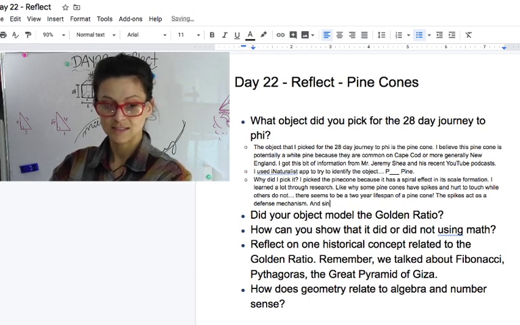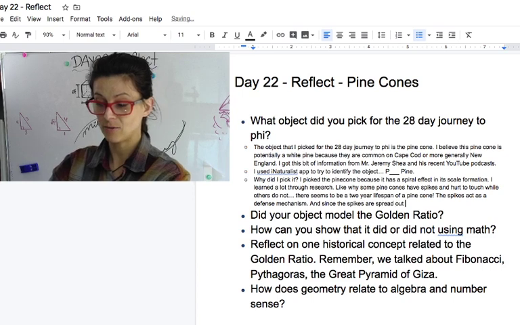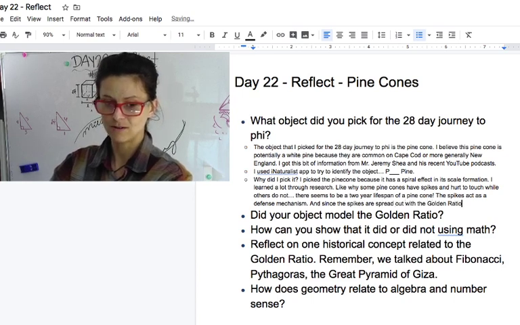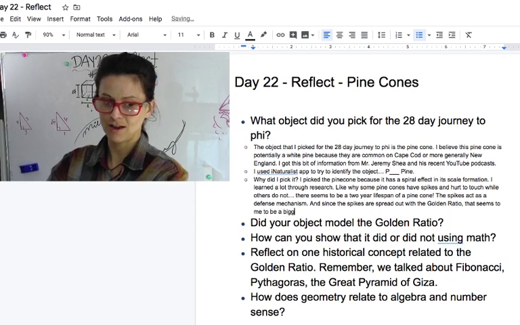And since the spikes are spread out with the golden ratio, that seems to me to be a bigger layer of defense.